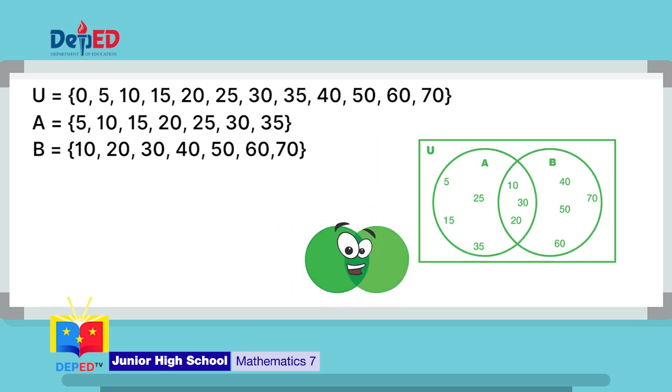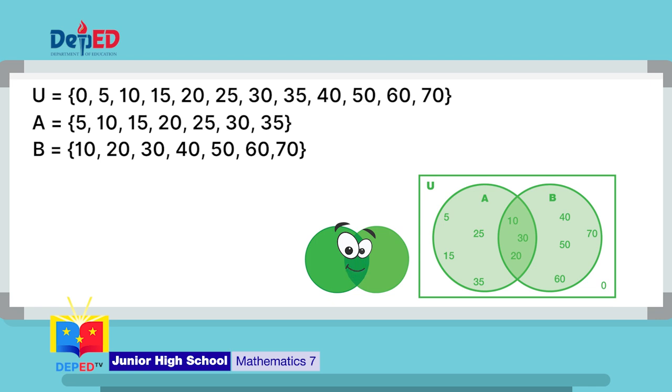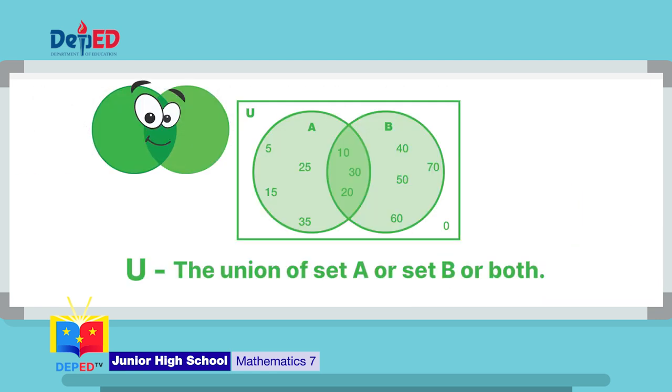All the elements in the universal set, except 0, are the elements found in the union of set A or set B. In symbols, this will be written as A union B contains the elements 5, 10, 15, 20, 25, 30, 35, 40, 50, 60, 70. The union of sets is the set that contains all objects under consideration, or the set whose elements are found in set A or set B.